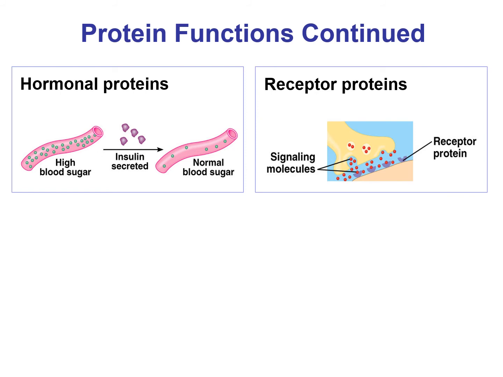Receptor proteins, so receptors for hormones like insulin, but also neuroreceptors. So here we have a neurotransmitter that's being released across a synapse between a nerve cell and a cell that will respond in some way. So the receptor is going to send a response into the cell when it binds to that specific signaling molecule.